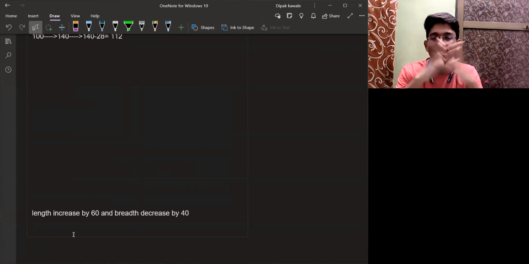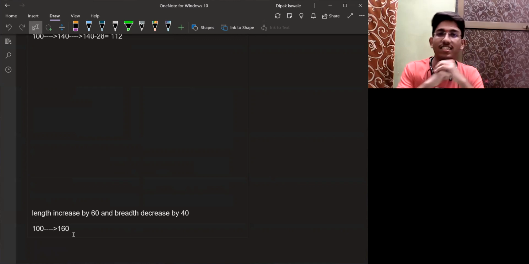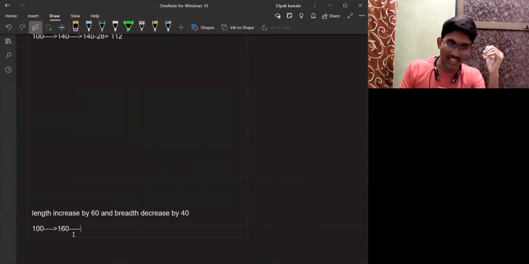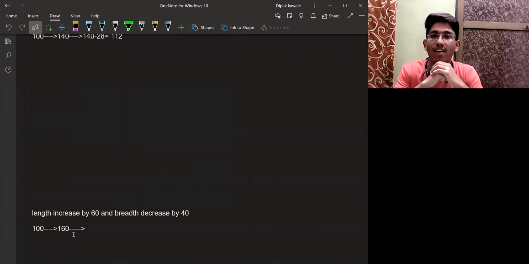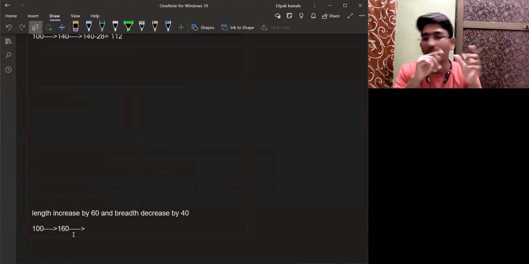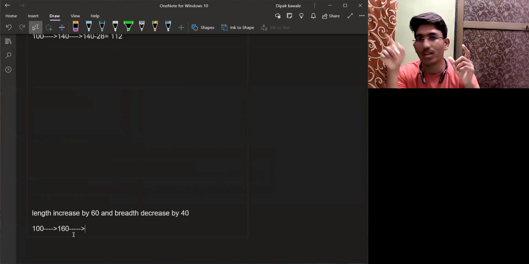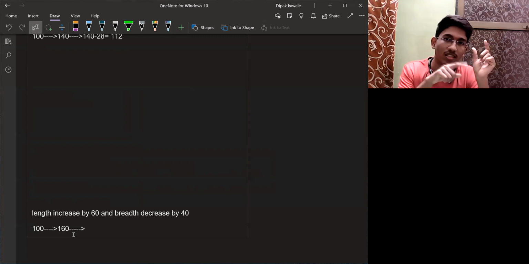If we are thinking like this, we are assuming that our initial area is 100 and after increasing the length it is becoming 160. But after decreasing our breadth by 40%, what is 40% of 160? Sir, I am having a problem calculating. Take 10%. What is 10% of 160? 16. Then multiply by 4. Sir, why 4? 10 into 4 is 40.